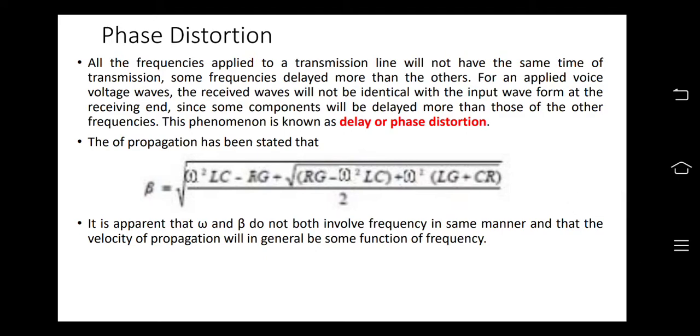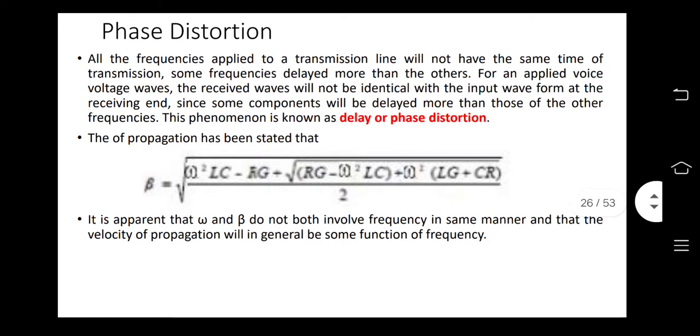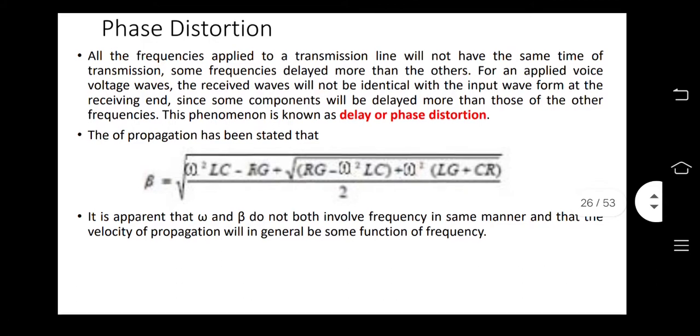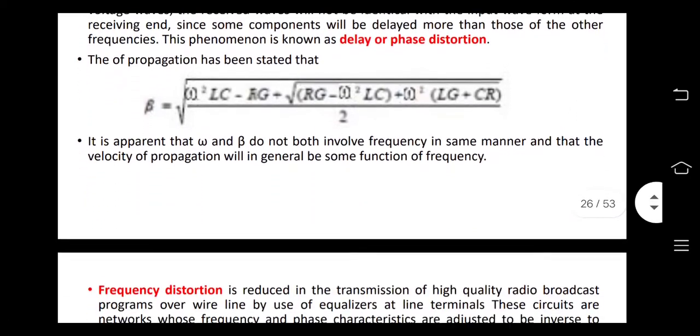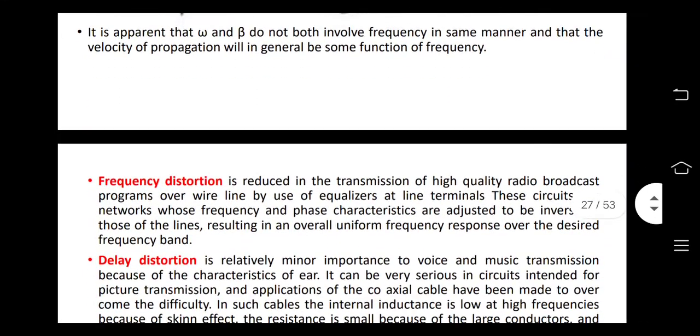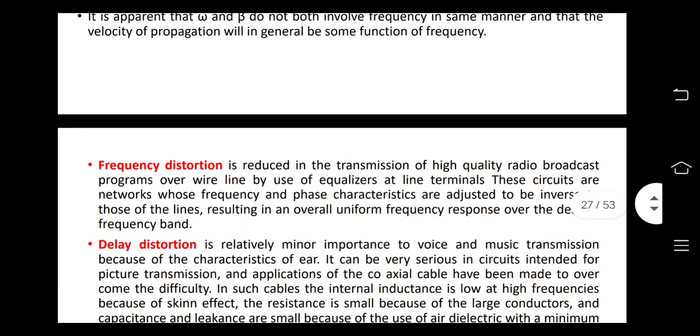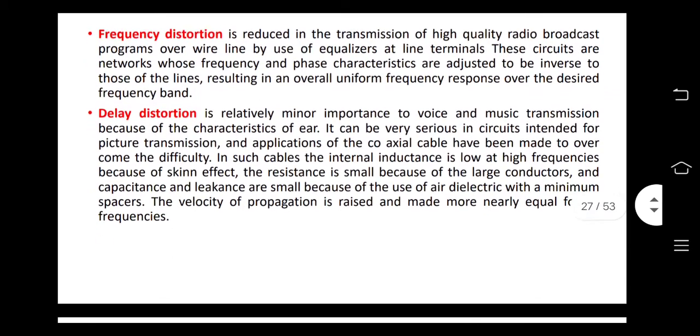And for the phase distortion, the component beta is considered, and again in the same way the delay between the transmitted and the received waves will give some distortion. So it is apparent that alpha and beta do not both involve frequency in the same manner, and that the velocity of propagation will be different for some frequencies.